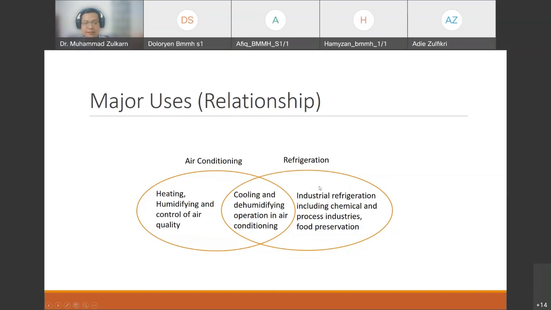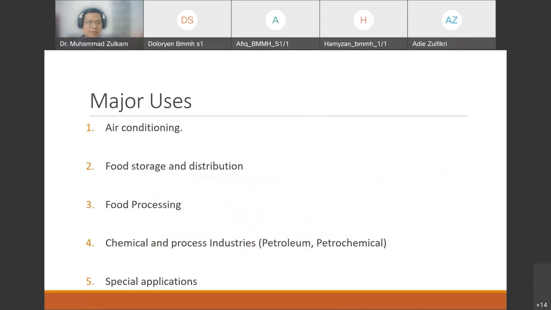Now, the application of refrigeration. You can see, like our fridge, every house is provided with refrigeration or a fridge. Major uses: air conditioning, food storage, and distribution. This is an application for both refrigeration and air conditioning.